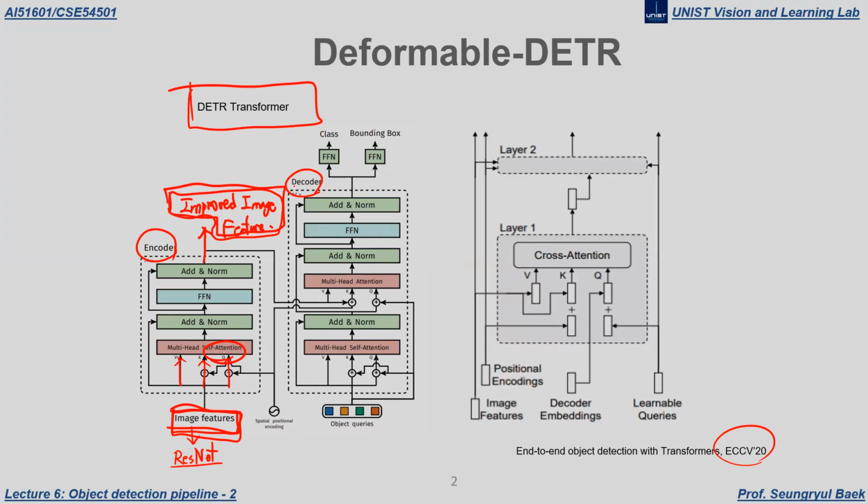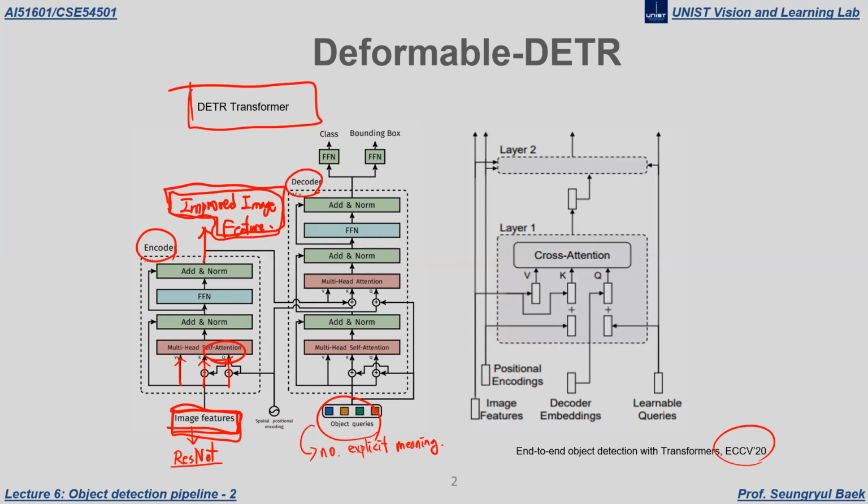And in the decoder, we input the object queries. In DETR, there is no explicit meaning for these object queries. So people are sometimes confused about the actual meaning of these object queries, okay.